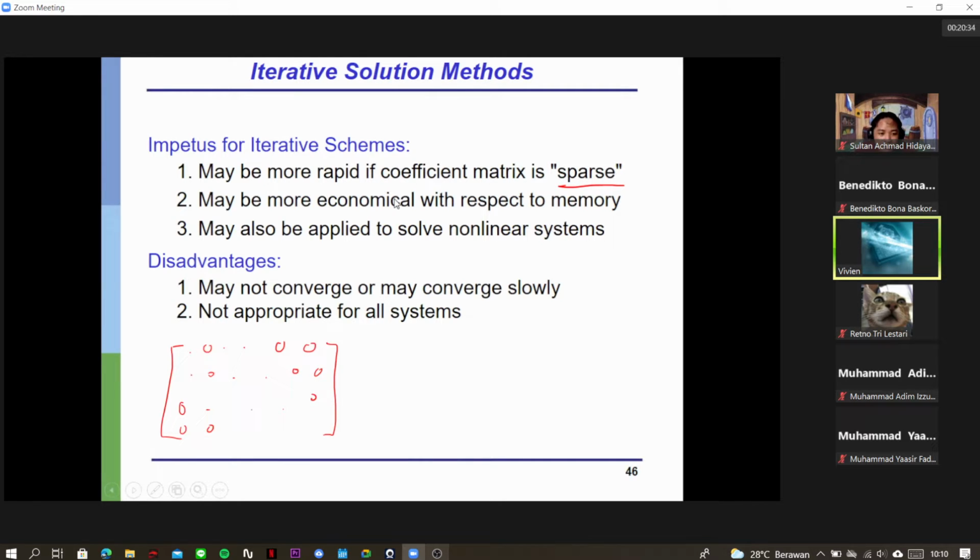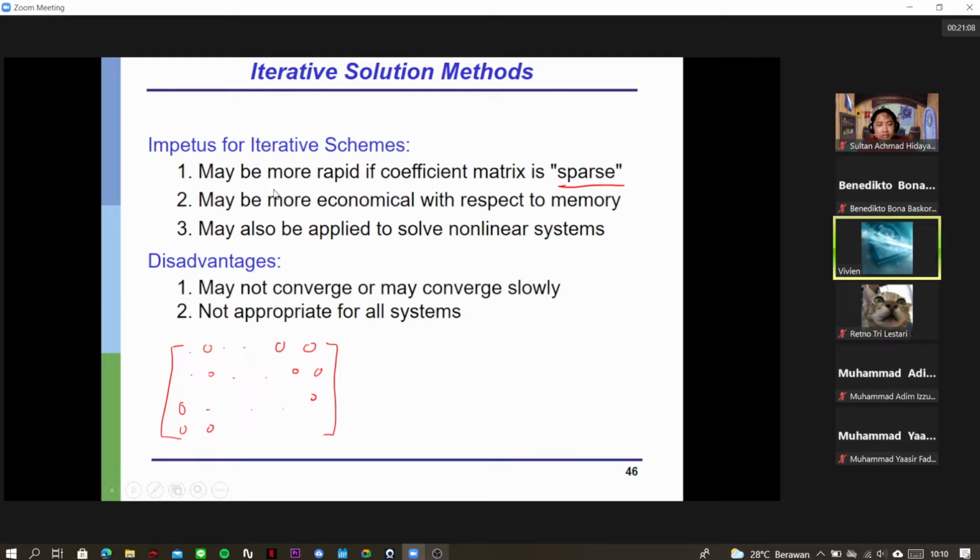And why would it be more rapid? Because we will see later that the iterative method is basically not explicitly storing the matrix, because if we want to store the matrix, it's useless because most of the elements are zero actually. So it will be more economical with respect to memory. That means we only store coefficients that have values which are not zero.